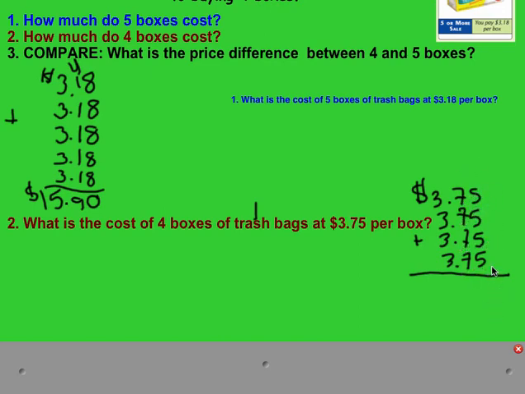5 times 4 is 20. Bring the 0 down and carry the 2 tenths. 4 times 7 would be 28, plus 2 would be 30. So I'm going to bring 0 down and carry my 3. Now, bring my decimal down, straight down. 4 times 3 would be 12, plus 3 is 15. So how much do 4 boxes of trash bags cost at the non-sale price? $15.